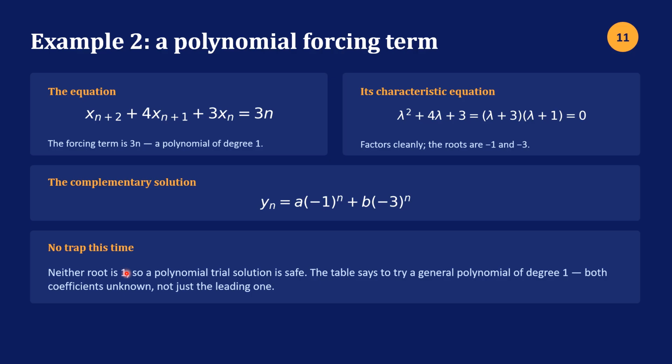And neither root is 1, and we don't have a repeated root or a complex root. So this is a pretty straightforward solution for the complementary part. And what we need to do is find the particular solution when we plug this back in. And our table tells us to use a first degree polynomial, which we'll do on the next slide. We'll plug that in, and then we'll get a complete solution.